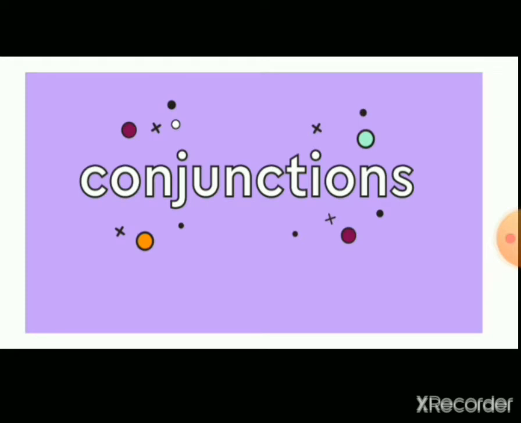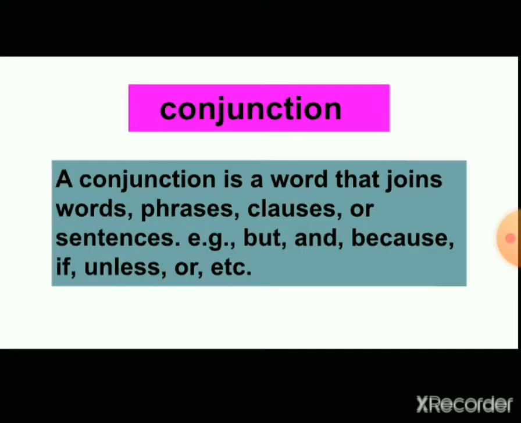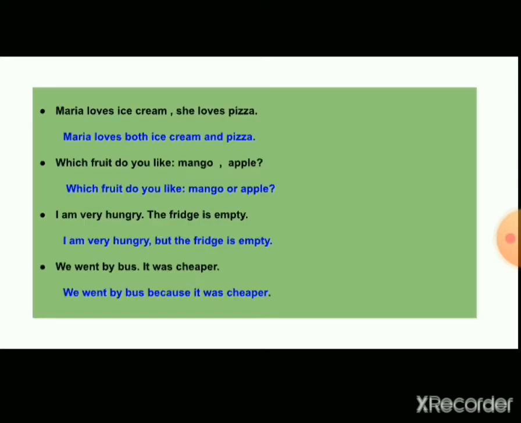Next one, conjunction. What do you mean by conjunction? A conjunction is a word that joins words, phrases, clauses or sentences. Examples of conjunctions are but, and, because, if, unless, or, etc. So, by using these words, you can join two sentences as one sentence. Let's see some examples by using and, or.